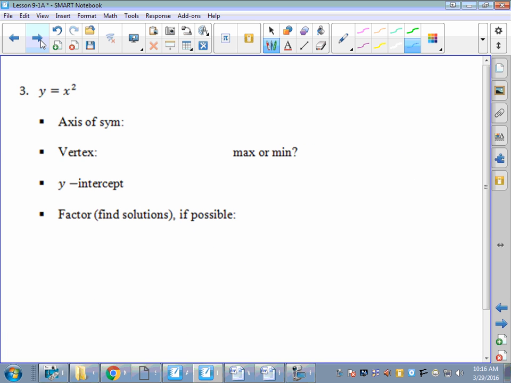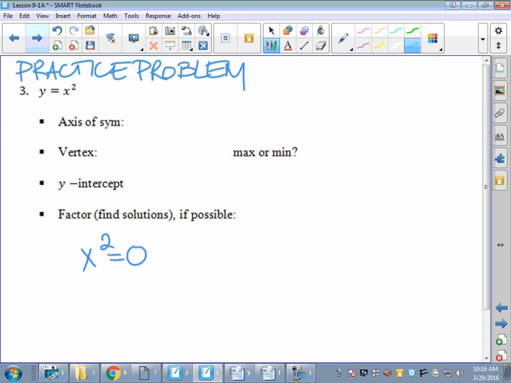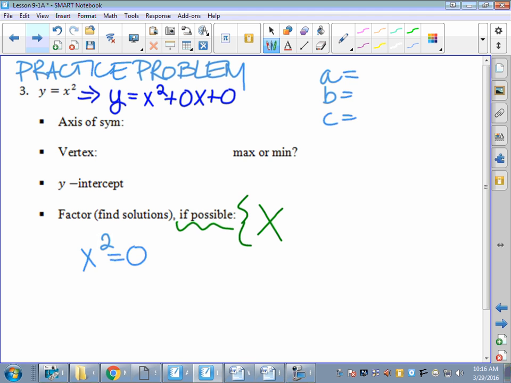So your job, there is no lesson summary and no practice problem, but number 3 is your practice problem. So I want you to find the axis of symmetry, the vertex, whether that vertex is a max or a min, the y-intercept, and factoring might be really tricky because it's really hard to factor x squared equals 0. So I want to make sure that you get that a, b, and c. If there isn't anything like a b, what would you put there? We could say that this is the same as y equals x squared plus 0x plus 0. Factoring's not going to be possible, so you got nothing inside those swirly brackets.